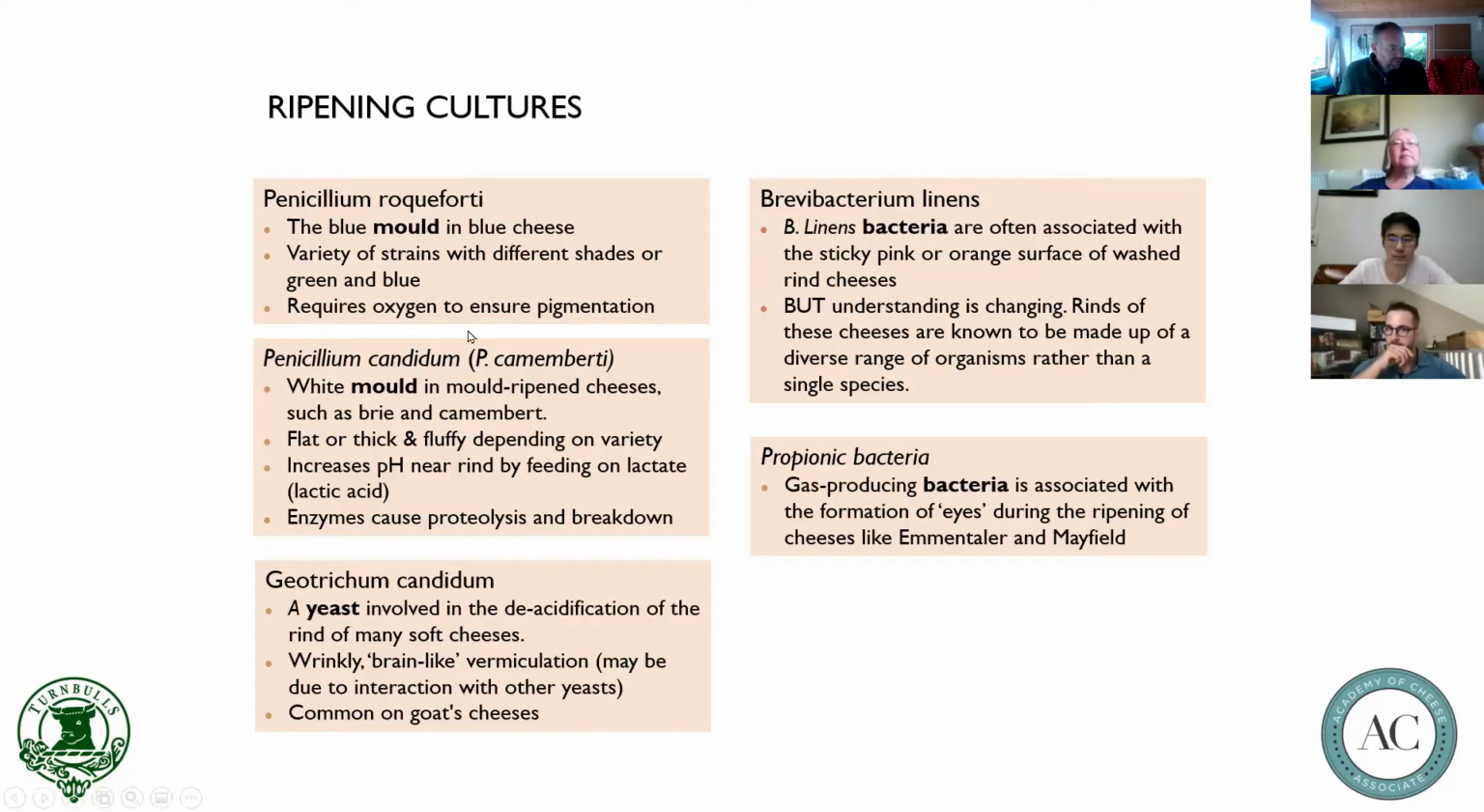So Penicillium Roqueforti, Penicillium Camemberti, also known as P. candidum, Geotrichum candidum, Brevibacterium linens, and propionic bacteria. Propionic means gas producing, so a bunch of them fall under this category. So those are our 5 ripening culture families that we have to be aware of.